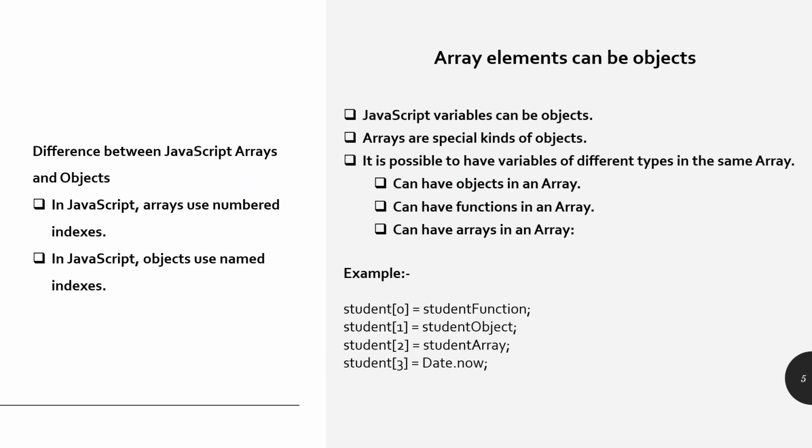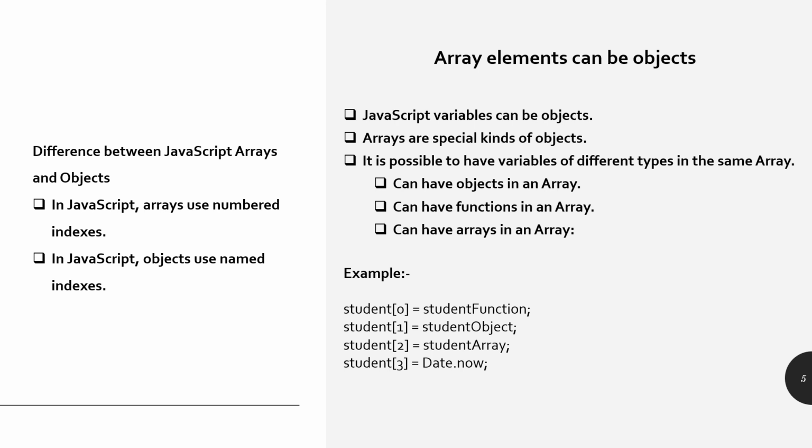Now, array. The importance of array in JavaScript is that JavaScript variables can be objects. Arrays are special kinds of objects. In an array, it is possible to have variables of different types at the same time.